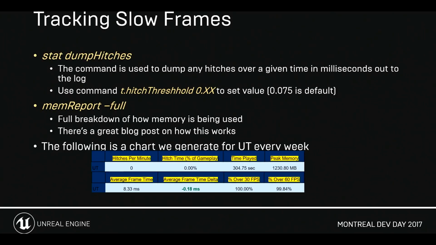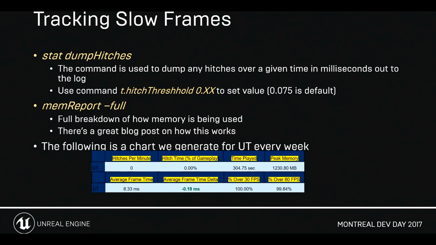Next, tracking slow frames. So how do you know where slowdowns are happening? We have a command specifically for knowing where your game is hitching called dump hitches. So you should know about this one. The command is used to dump any hitches that run over a given time in milliseconds. You can set that number with t.HitchThreshold. So you'll basically say, all right, set that to 0.05, and then when you run dump hitches, it'll throw into the log everything that took longer than 0.05 milliseconds to run. It's a great way to track down things that are running over a given amount of time. At the bottom is an example of how we use this to create reports for frame rate on Unreal Tournament. This is actually a report that goes out every week.